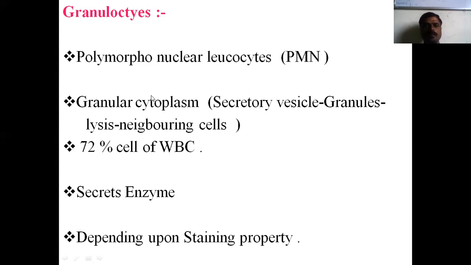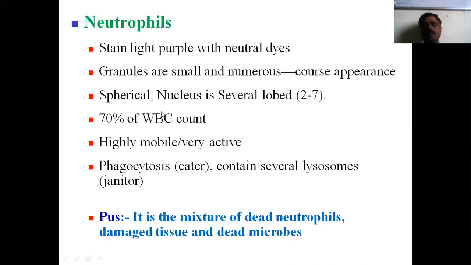So this is all about the granulocytes. The first cell is the neutrophil. It is stained by neutral dyes. Granules are small, numerous, and coarse, with a spherical nucleus of several lobes, 2 to 7 lobes. Neutrophils make up 70% to 72% of the WBC count. They are highly mobile and very active. It is a phagocytic eater, meaning it is a protective body. It destroys foreign particles and contains several lysosomes.